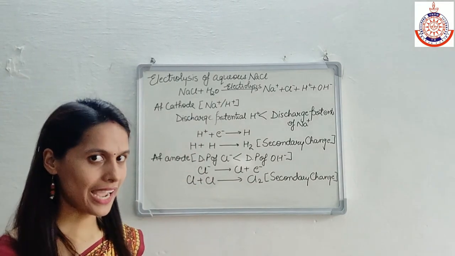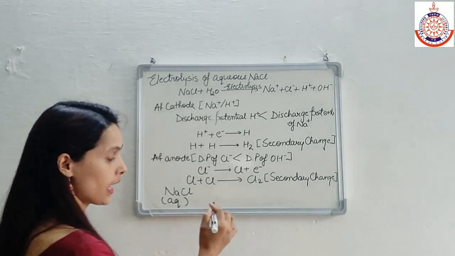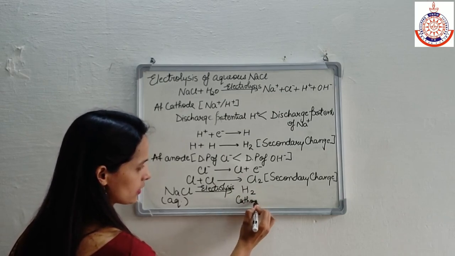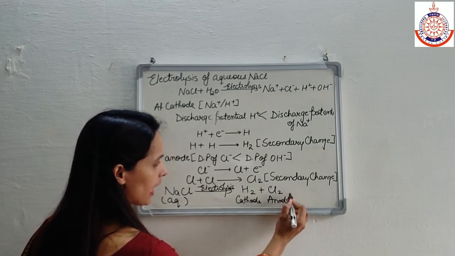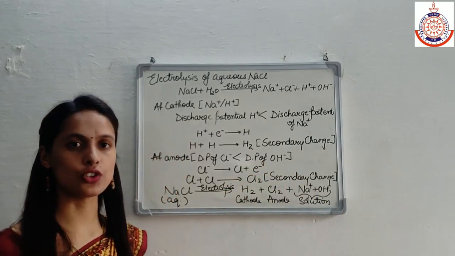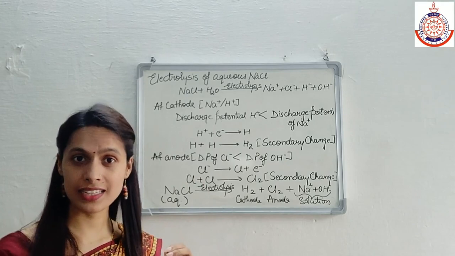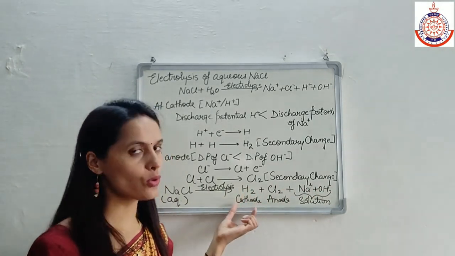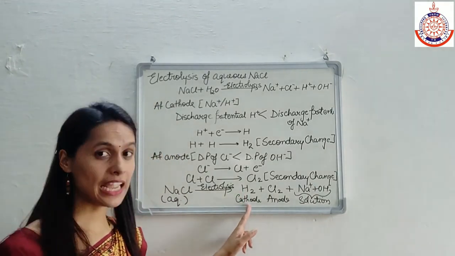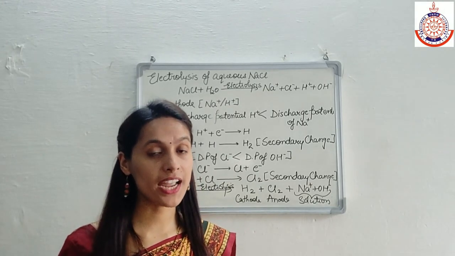So if I write the overall reaction of the electrolysis of aqueous NaCl, it is NaCl aqueous form, upon electrolysis I get H2 at cathode plus Cl2 at anode and plus Na positive and OH negative in the solution. So this is the overall reaction of the electrolysis of aqueous NaCl. If I have molten NaCl, then the product is Na and Cl2, means at cathode I get Na and at anode I get Cl2. But because it is aqueous NaCl, that's why I get H2 at cathode and Cl2 at anode.